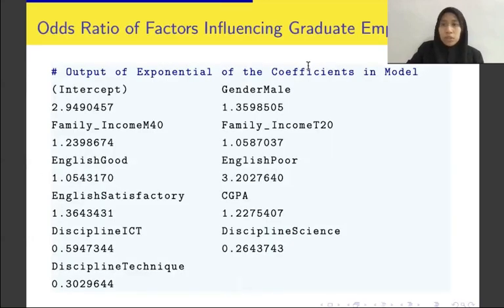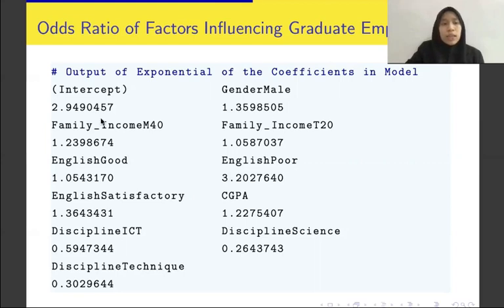Next, we see some interesting results of the odds ratios of factors influencing graduate employment. These odds ratios are obtained from the exponent of the coefficients in the model. So we can see that gender male has the odds ratio of 1.3598505, which means that male has about 35% more chance than female to be employed from this dataset analysis.